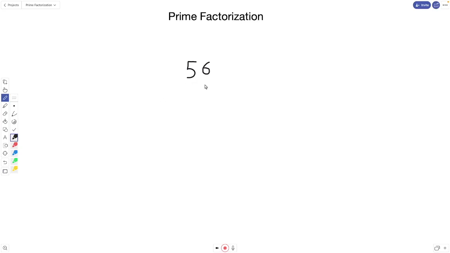I'm going to give you a hint. It's an even number, right? Even numbers automatically can be divided by 2. So we're going to divide 56 by 2 to start the question. Now, what is 56 divided by 2? If you said 28, that's correct. Good job. So we're going to write a 28 here. And since we divided by 2, in our answer row, we're going to write 2 times.